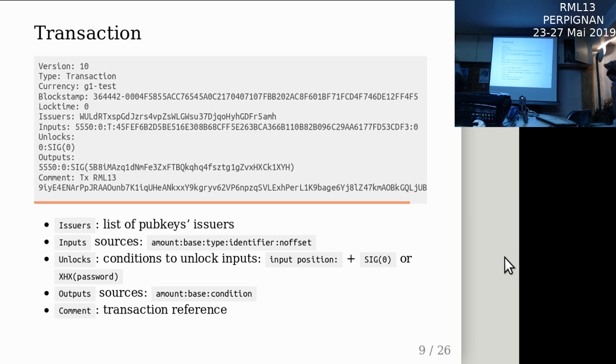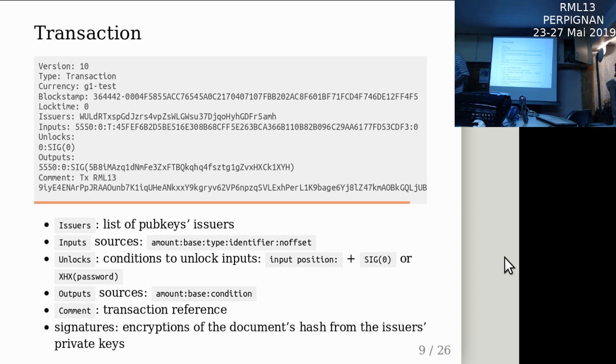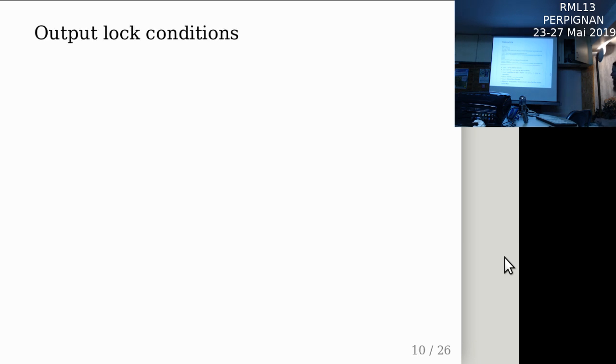Then a comment. This is the transaction reference for humans. And at the end, the signatures are appended. There could be many signatures because there could be many issuers. We'll come in more detail about this later. So yeah, there are many unlock outputs.